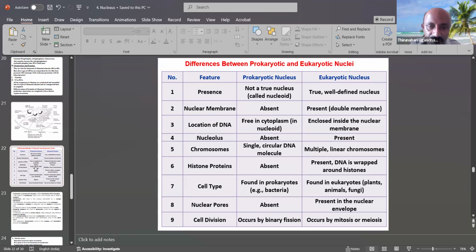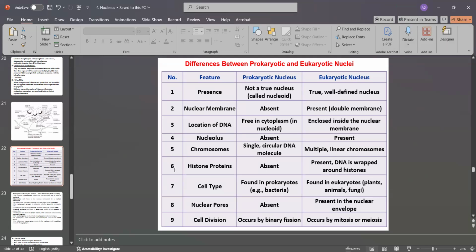Then the fifth one, chromosomes. In prokaryotes the chromosome is a single circular DNA molecule. Circular ones are also called plasmids, and linear is the other type of chromosome. The central part is called the nucleoid, and peripherally the circular DNA is called plasmids. Eukaryotes have multiple linear, rod-shaped chromosomes.